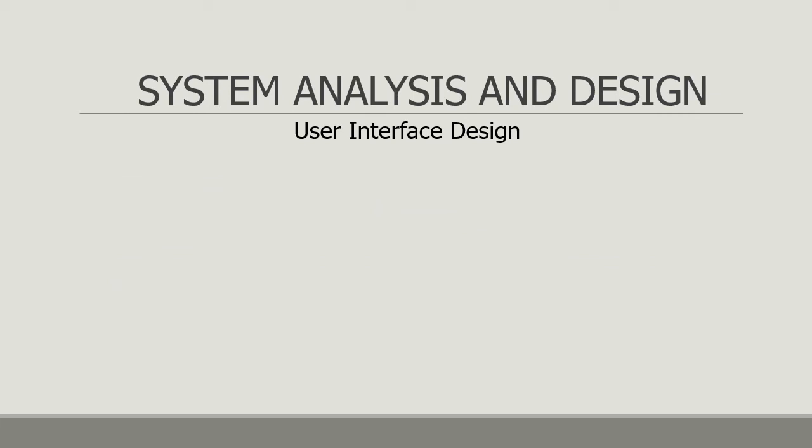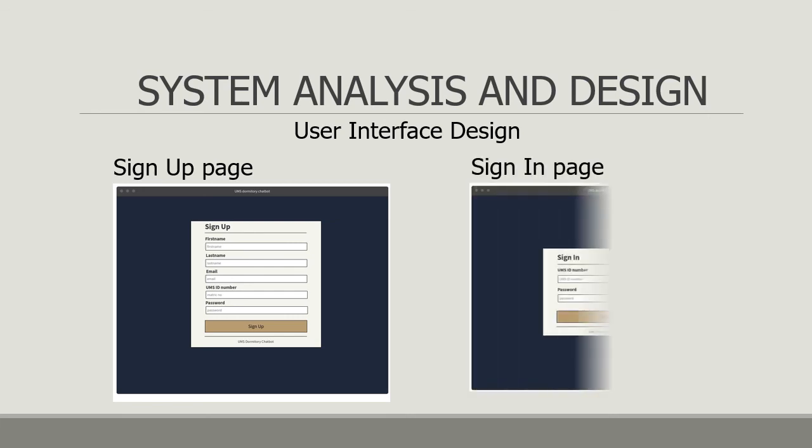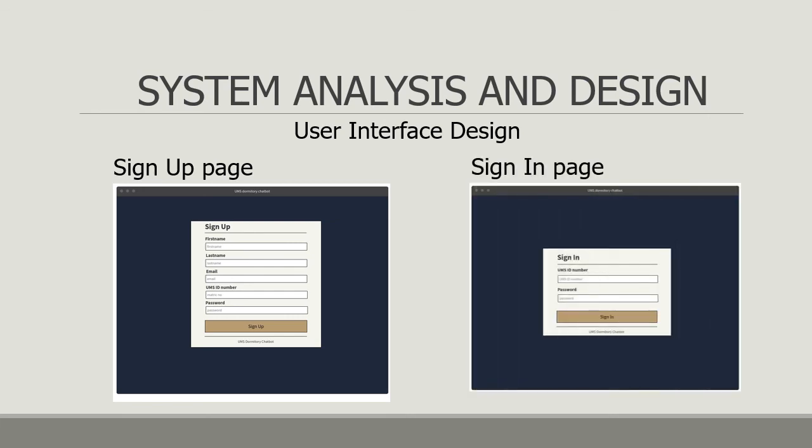For user interface design, this is the sign up page. So, firstly, users will need to sign up using their first name, last name, email, UMS ID number, and their password. Next, to sign in into the chatbot system, users will need to use their UMS ID number and their password.